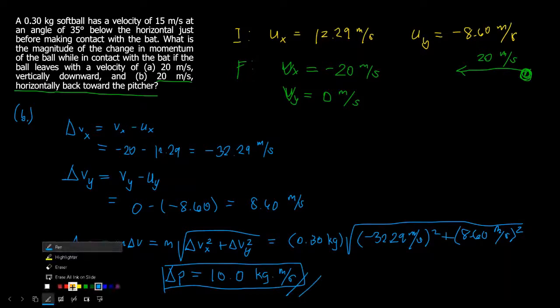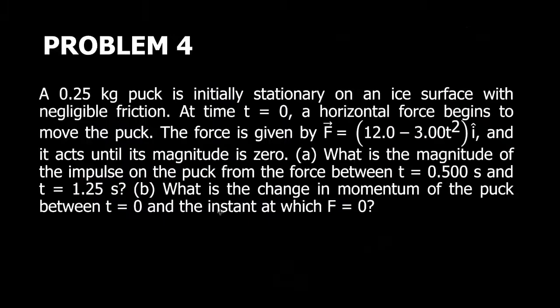Okay. So ang ginawa lang natin, we find the changes in velocity for both x and y components of the velocities. Then hinanap natin itong delta P, which is equal to the product of the mass and the change in velocity. Okay, let's deal with the next problem.